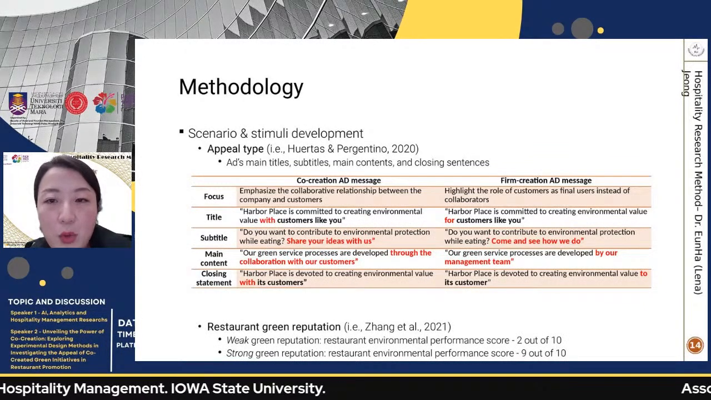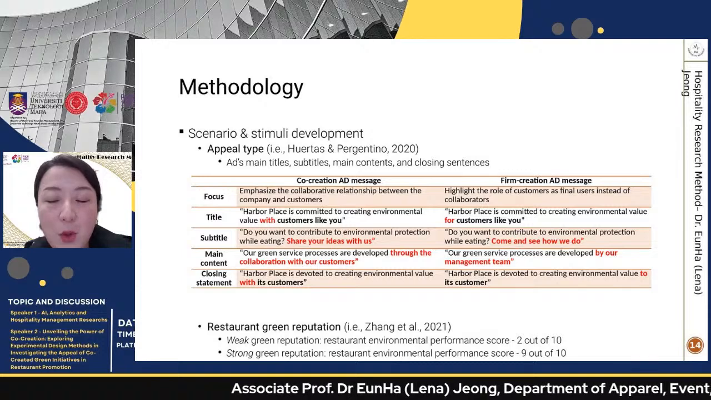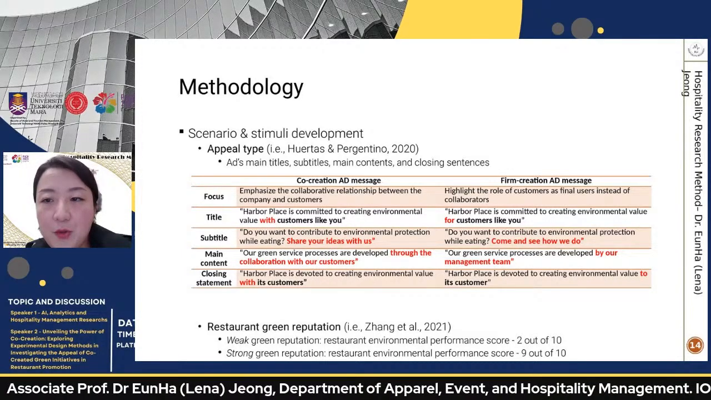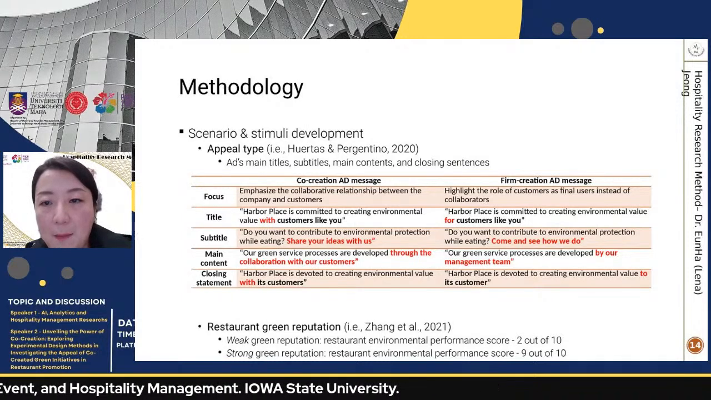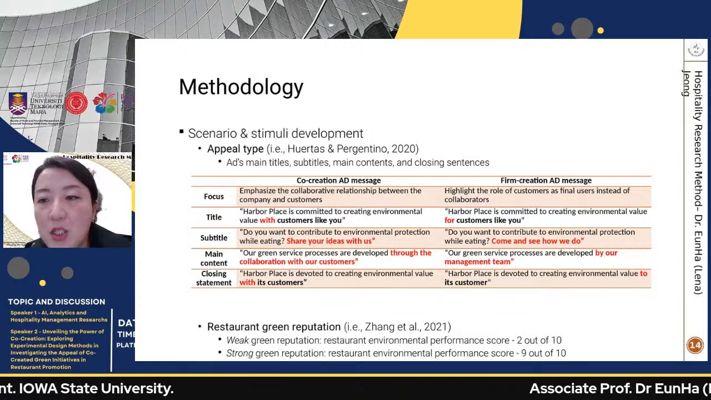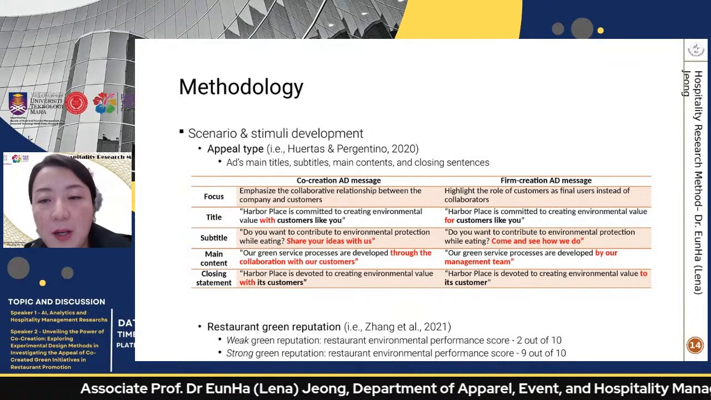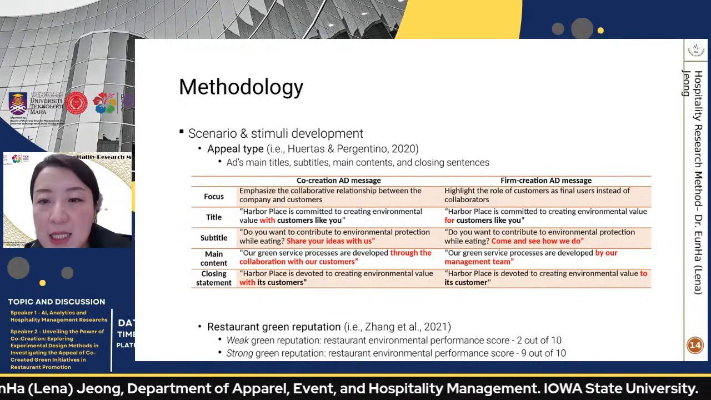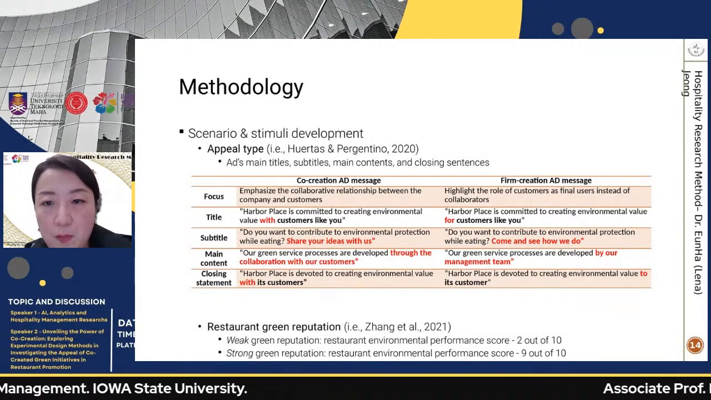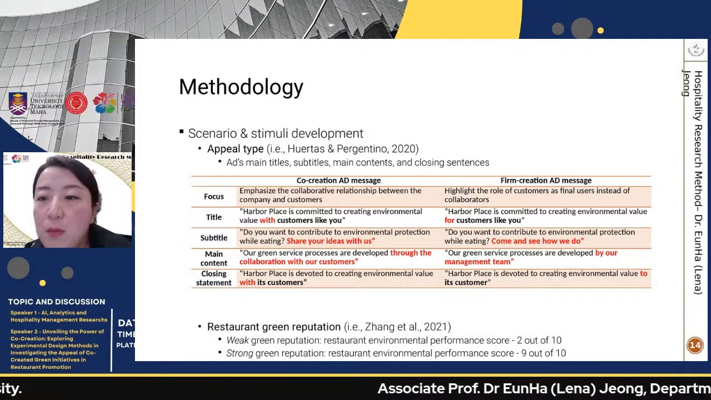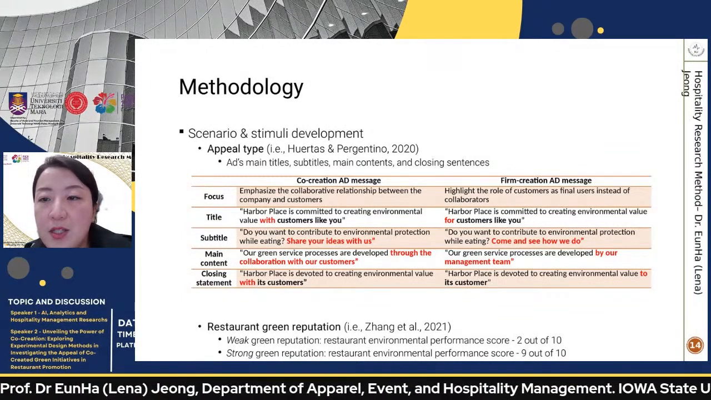So I'm going to explain the details of how we developed the scenarios and advertisements, which we call stimuli, in this research. So first is the appeal type. As you see from the table, we have two different messages: a co-creation advertisement message and a firm creation advertisement message. This is rendered by manipulating their advertisement main titles and subtitles, main contents, and closing sentence. For the co-creation advertisement message, we focus on emphasizing the collaborative relationship between the companies and customers. And in the firm creation advertisement, we highlighted the role of customers as final users instead of collaborators.